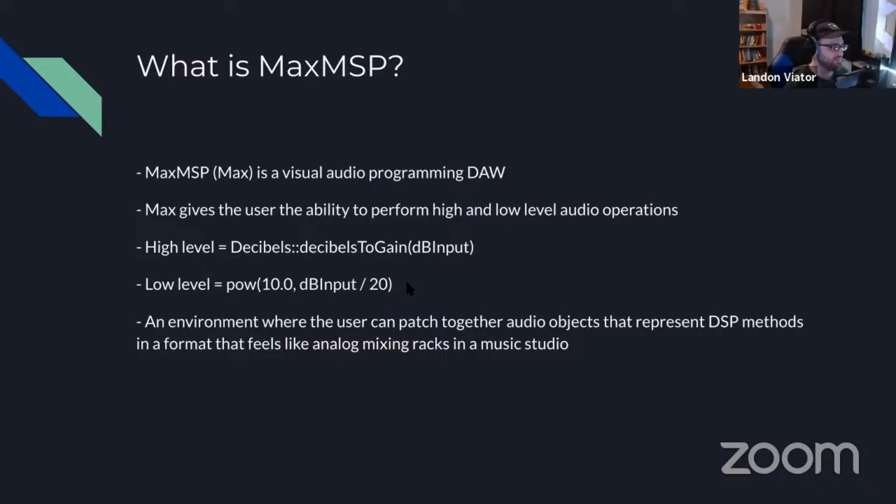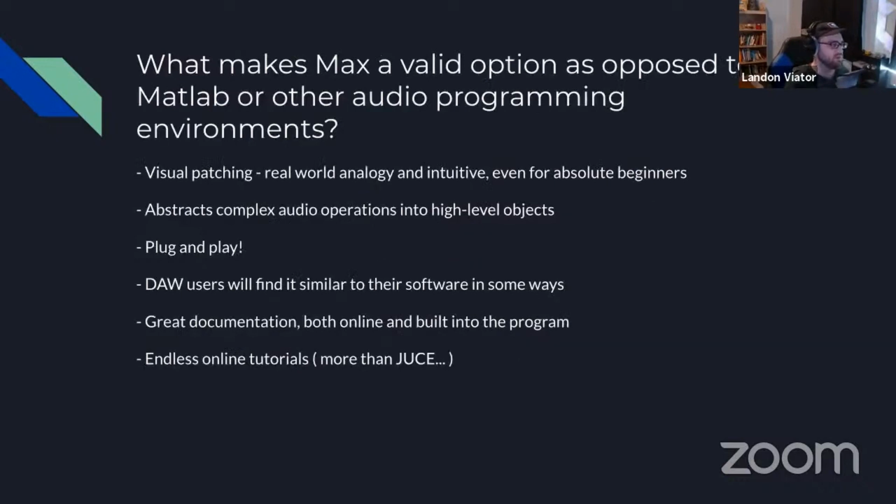So in the Max environment, you can patch together audio objects that are pre-made C++ DSP objects, GUI objects, non-audio objects, all kinds of objects that represent DSP methods in a format that feels like analog mixing racks and modular synthesizers where you can patch things together and create sounds. So there are other options for prototyping outside of JUCE with audio. There's MATLAB, of course, and the free version of it, which is called Octave. And it's more of a regular programming language than MaxMSP is.